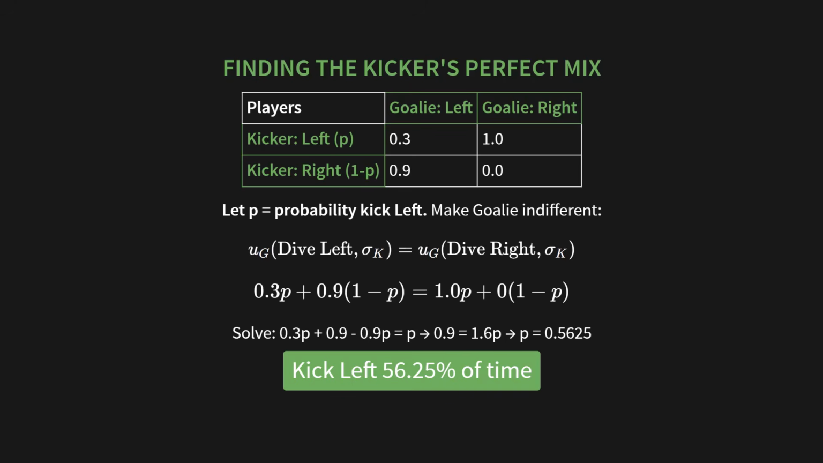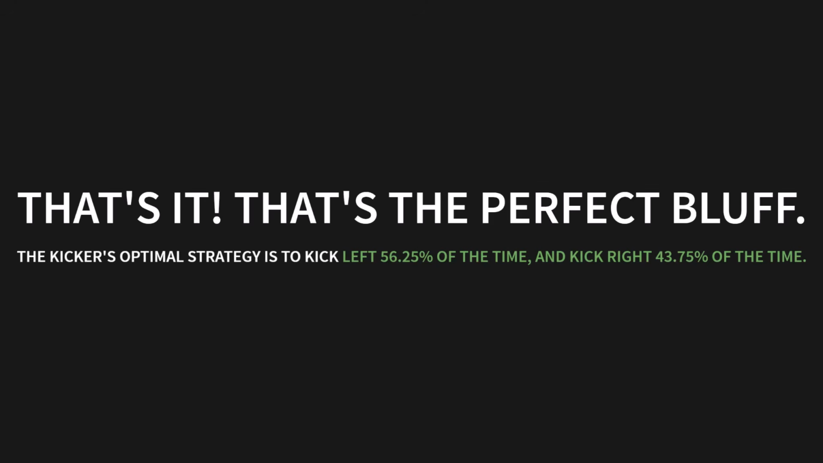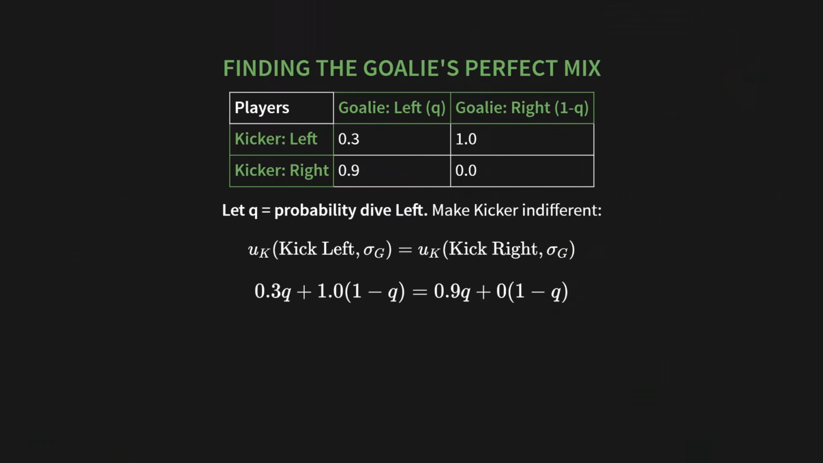And we solve for p. p equals 0.5625. That's it. That's the perfect bluff. The kicker's optimal strategy is to kick left 56.25% of the time and kick right 43.75% of the time. Okay, now let's find the goalie's perfect mix.